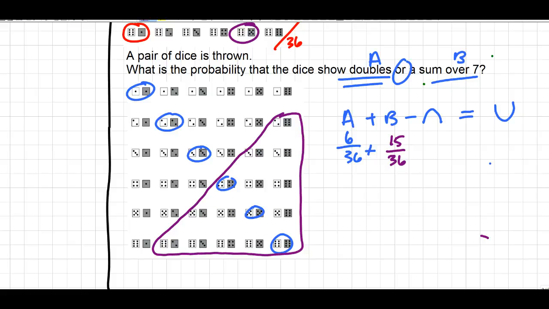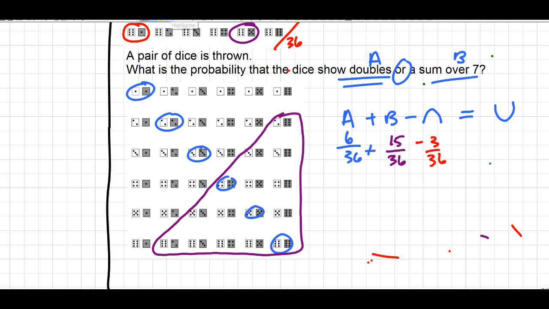Now let's look for where the overlap is. Overlap would be things that are circled in blue and purple at the same time. So the only ones that qualify are the blue ones that are inside the purple region. So that looks like 3. So there were 3 that were in both sets, doubles that are bigger than 7. So 4 and 4, 5 and 5, 6 and 6, those all add up to numbers higher than 7, so those are the 3 in the overlap.